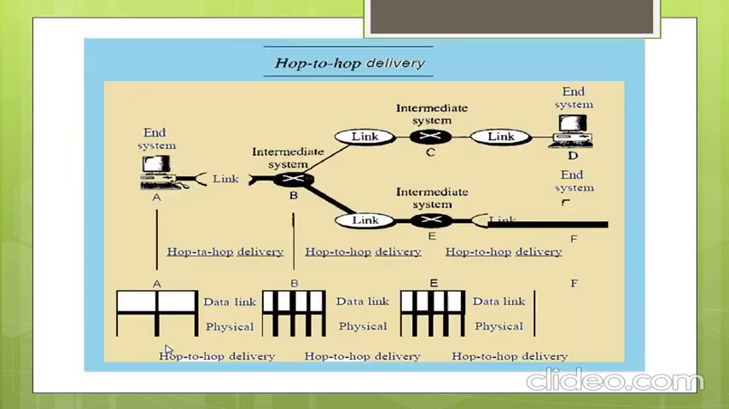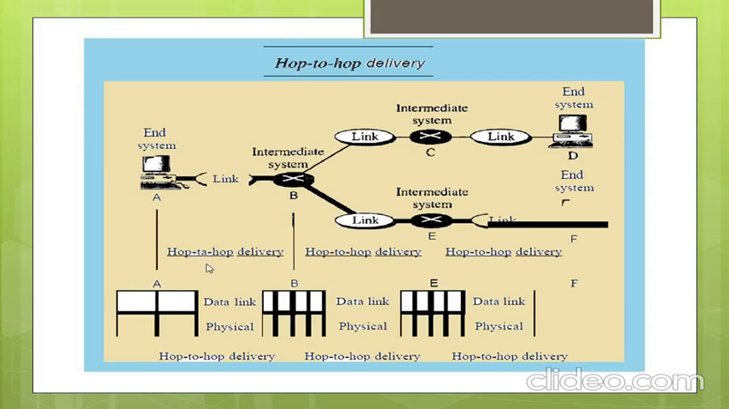Access control. Now here, when two or more devices are connected to the same link, data link layer protocols are used which determine which device has control over the link at any given time. So these are some of the features of a data link layer. This is the hop-to-hop delivery in the data link layer.